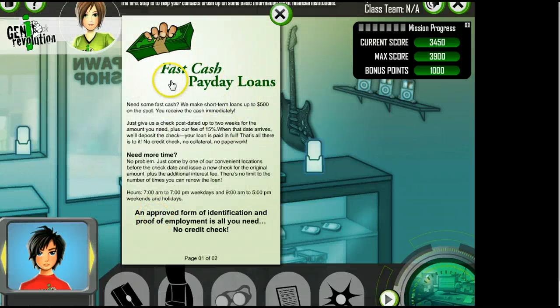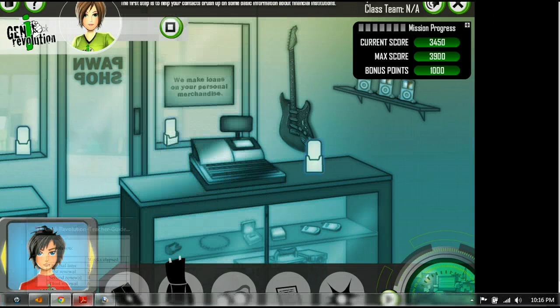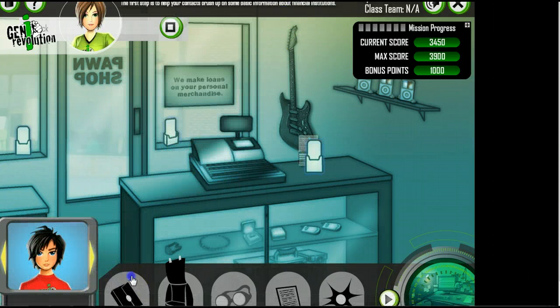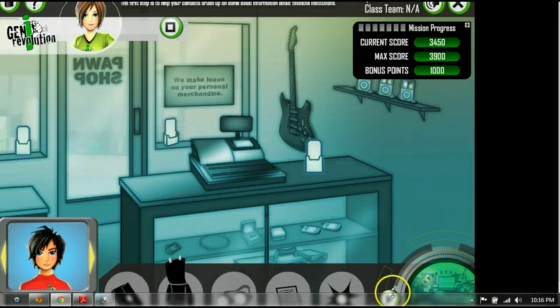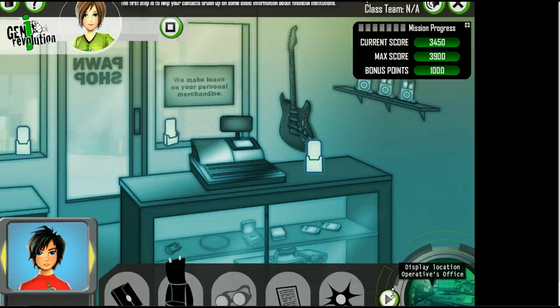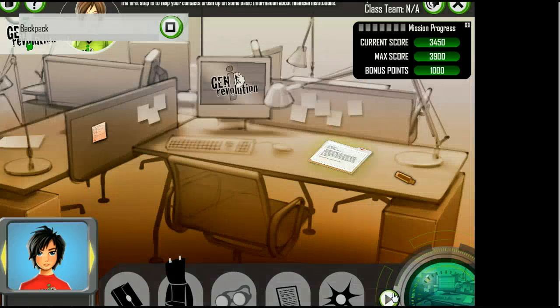You have some questions about fast cash payday loans. So you'll see that they charge 15% every 2 weeks. Ouch, that's too much. And Quick Mart check cashing store, and you'll have a question here. Here are their fees. If you have a checking account at a mainstream financial institution, you don't have to do that. So I think those are the major items that you'll need.